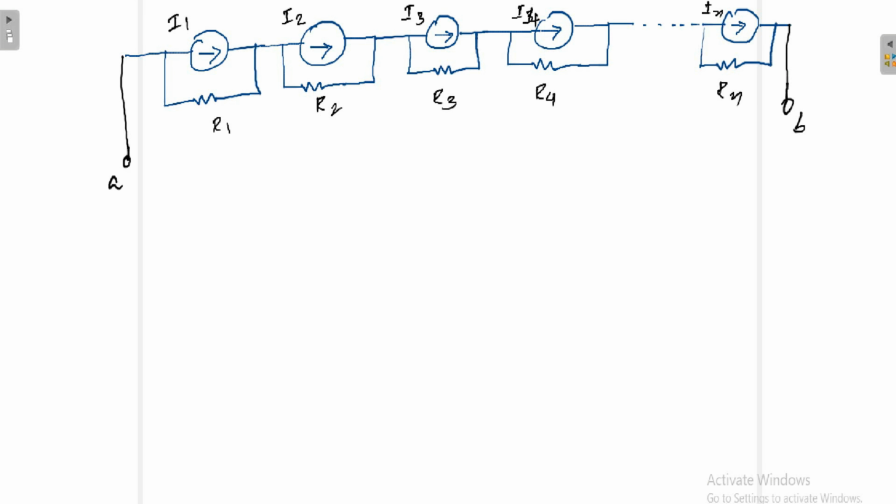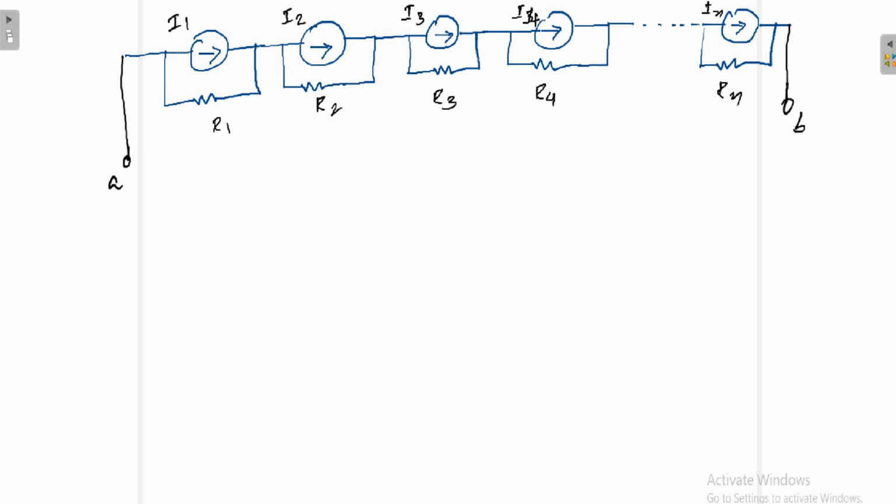You can apply Millman's theorem to a circuit which may have current sources also. Till now we have seen circuits containing voltage sources, where a voltage source is in series with a resistance. Similarly, here we have a current source in parallel with the resistance.